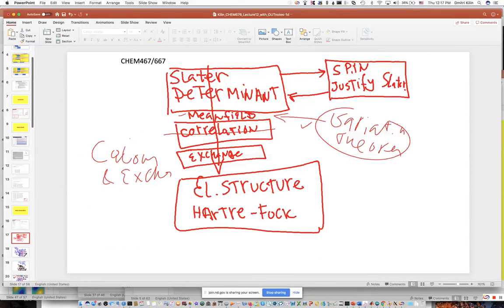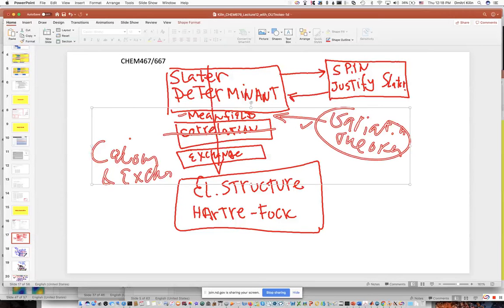Okay, and we are adding one more concept into our mainstream. Before we implement antisymmetry into our electronic structure process, we need to throw in the so-called variational theorem.